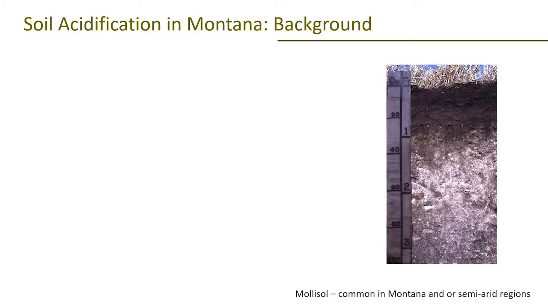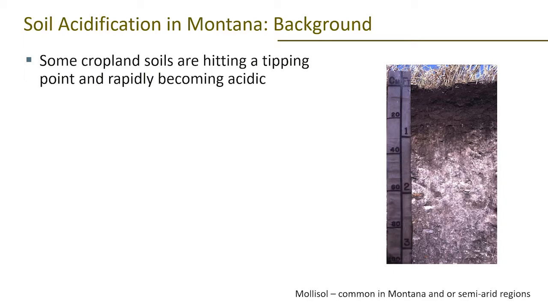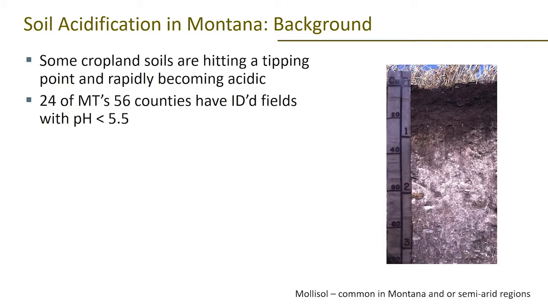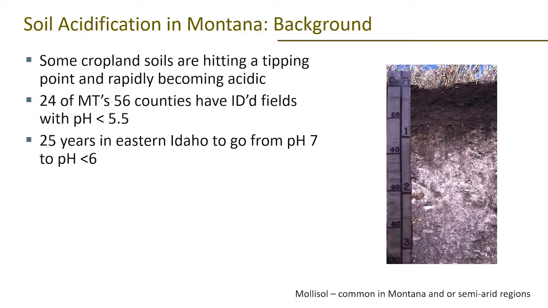So soil acidification in Montana, a little bit of background. Some cropland soils are hitting a tipping point and rapidly becoming acidic. We've identified 24 of Montana's 56 counties have this issue in at least one field. The most alarming is Choteau County, where 40% of the randomly sampled fields have pHs below 5.5, so that's very concerning. The surrounding counties have less, but they still have some. We know that this process can happen pretty quickly. We don't have a great record of it in Montana because we just recognized it was a problem 5 years ago, but we can turn to our colleagues in Eastern Idaho that shows that in just 25 years, soil pHs there went from 7 to less than 6, and many have severe problems.